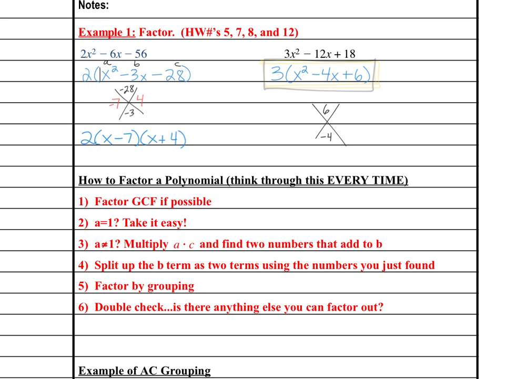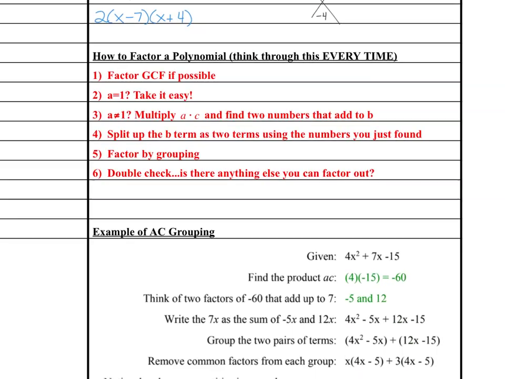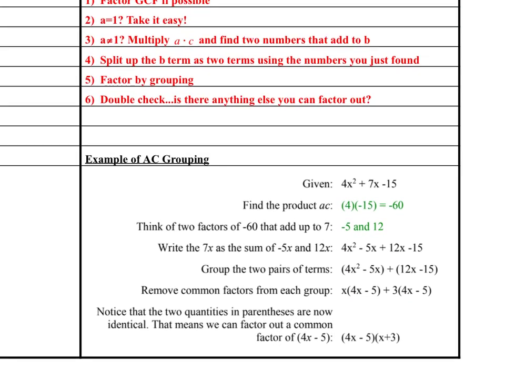If A is 1 like this, then do what we did on Friday. Just find 2 numbers that multiply to C and add to B and write it out, and you'd be done. The problem is it's not going to be like that every time. Sometimes the A value, or what's in front of x squared, is not 1, and so you can't do it the way that we did on Friday. You have to instead multiply A times C and then find 2 numbers that add to B, and then we'll factor by grouping. We're going to use these steps to help us. It makes more sense with an example. Here is an example for you.